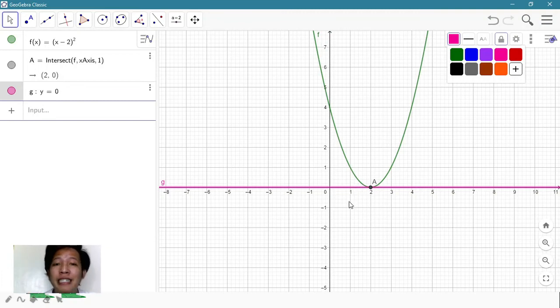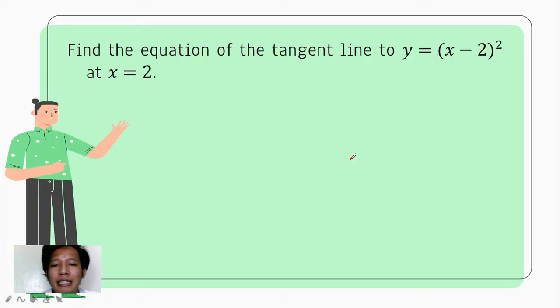Alright? So we have just proven that y equals 0 is the equation of the tangent line of the function f of x equals x minus 2 squared at x equals 2. Okay? So let us now have another example.